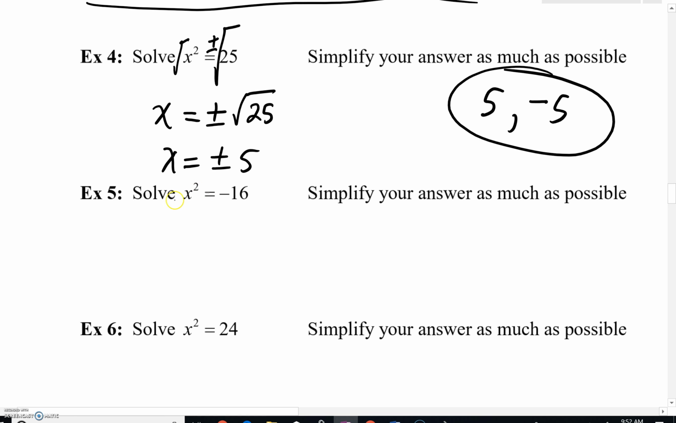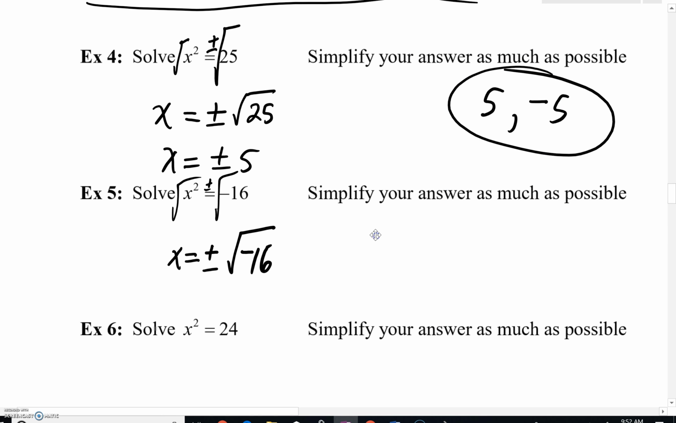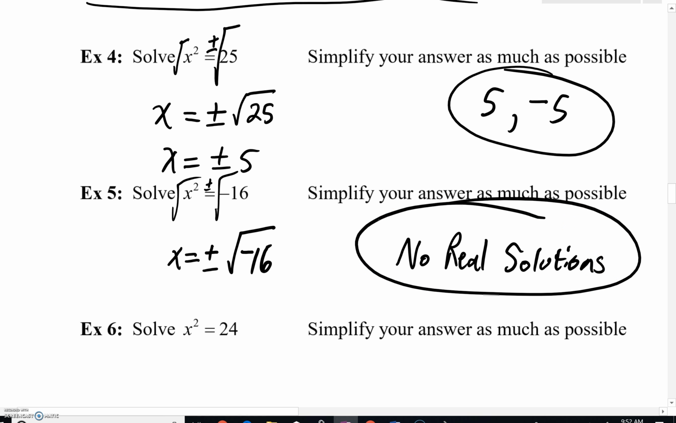For example 5, when we take our square roots here, we'd get x is plus or minus the square root of negative 16. Now, please be aware that if you're taking the square root of a negative, that won't be a real number. There is no real number multiplied by itself that would equal negative 16. So you would say there are no real solutions here. If you're ever in doubt, let your calculator show you that you'd get an error by working that out.